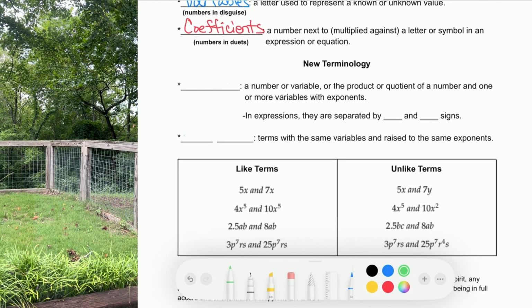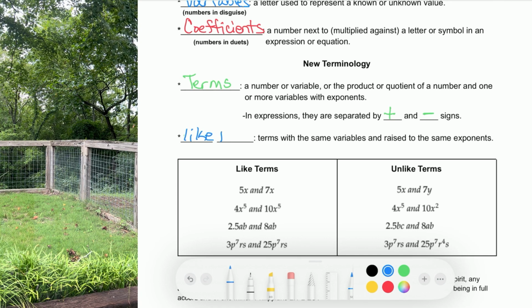Our first blank is going to have the word terms. And that just basically means a number, a variable, or the product or quotient of a number and one or more variables with exponents. And we'll look at what that looks like in just a minute. In expressions, they are separated by plus and subtraction signs, or positive and negative signs. Our next term is going to be like terms, which is what it sounds like, terms that are alike. So terms with the same variables and raised to the same exponents.